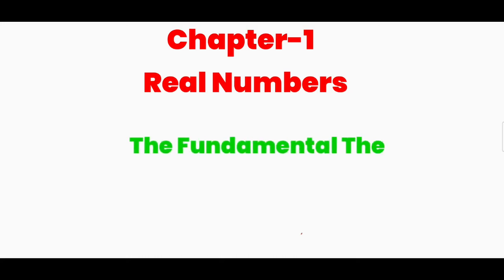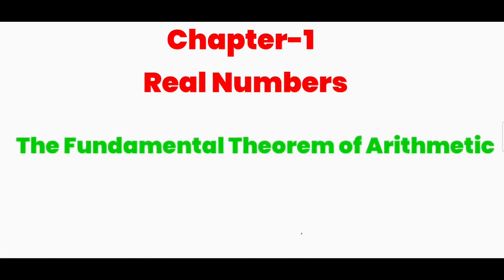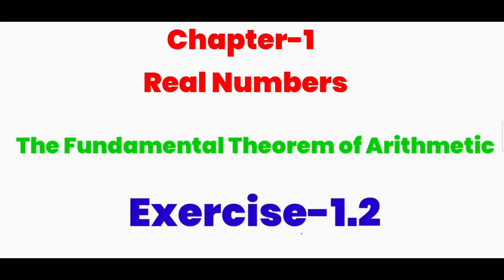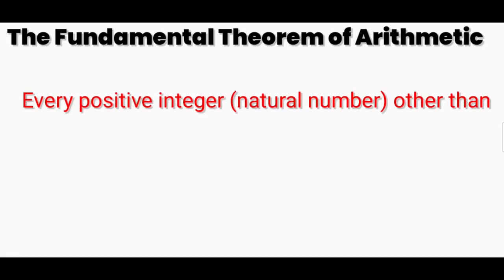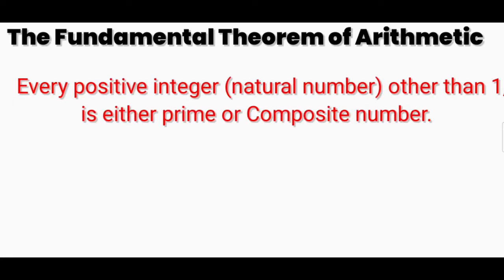In this video, we will discuss the fundamental theorem of arithmetic. We'll also do exercise 1.2. So let's get started. We know that every positive integer or natural number other than 1 is either a prime or composite number.